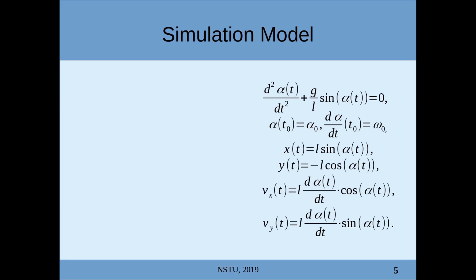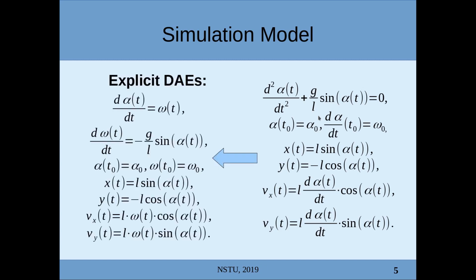Since ISMA supports only models defined by explicit differential algebraic systems of equations without derivatives of order greater than 1, we have to rearrange the problem description in the way shown on the left half of the slide. Here we explicitly define two state variables, alpha and omega, and also transform the rest accordingly.